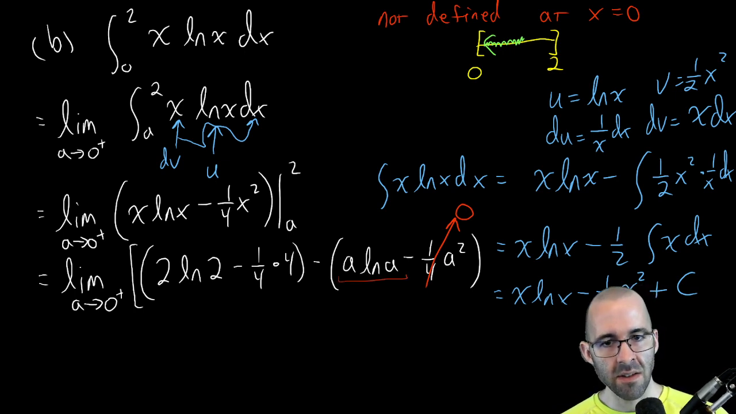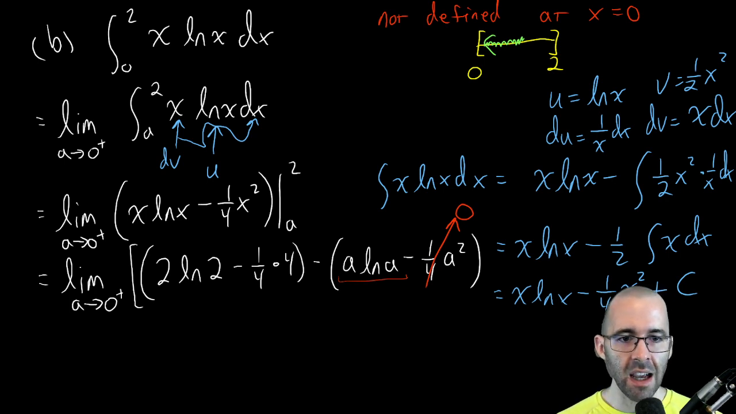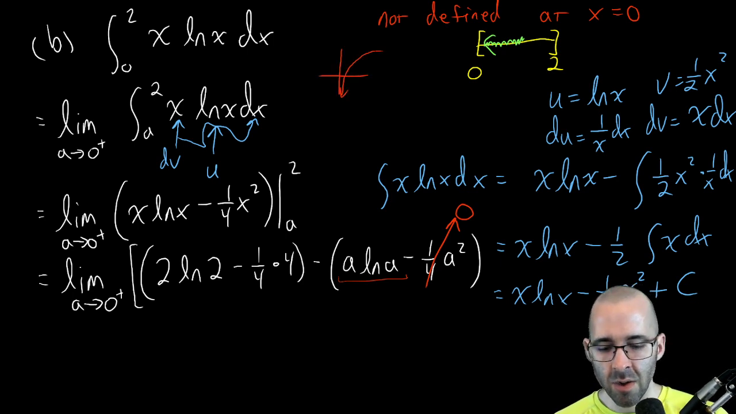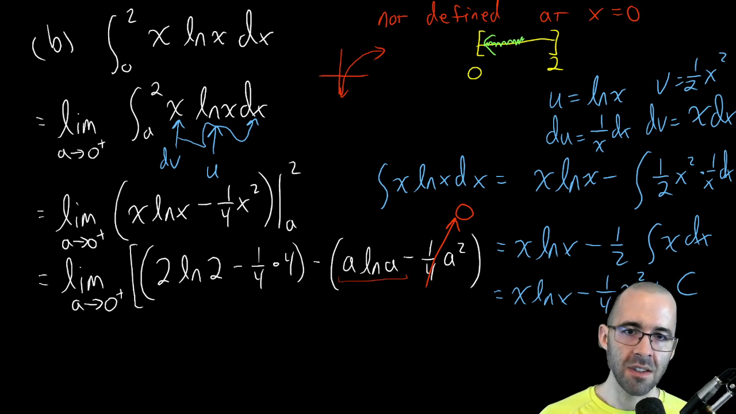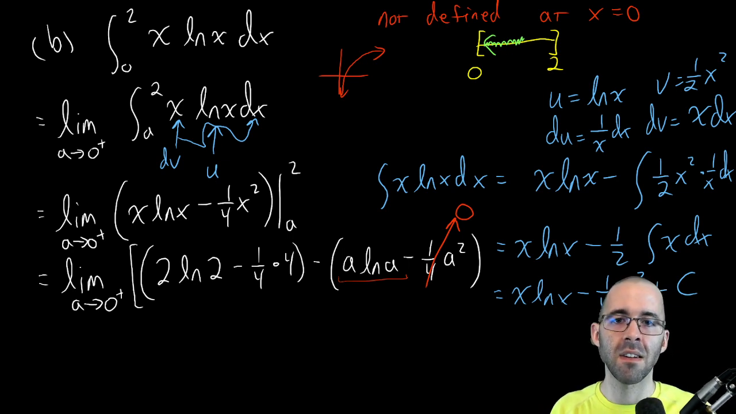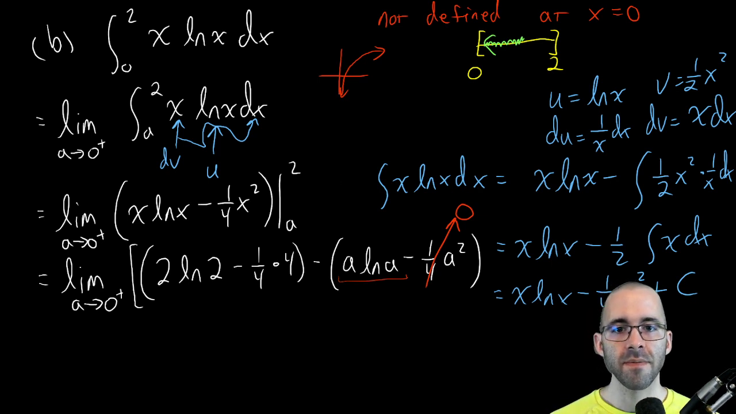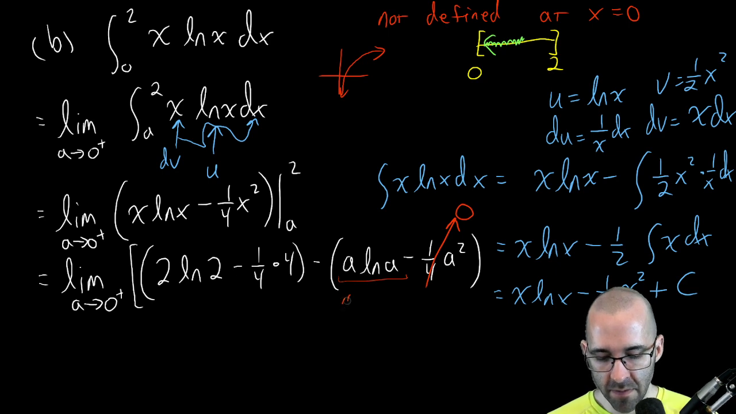A is going to 0, but the natural log is going off to negative infinity. Remember natural log looks like this. Because the input of natural log goes to 0 from the right, the output is going off to negative infinity. This is 0 times infinity, an indeterminate form. We have to use L'Hopital's rule. So let's do that on the next page.